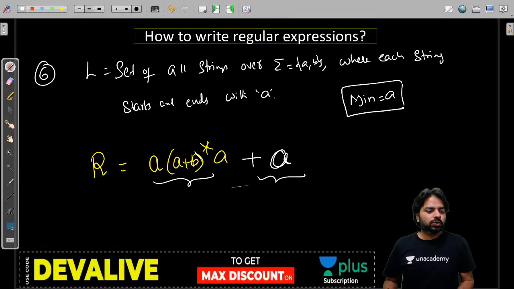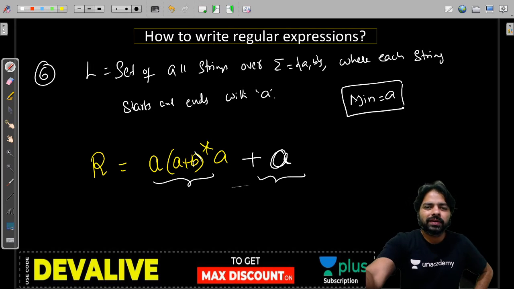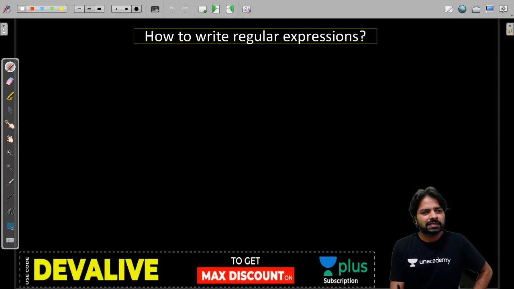Just wait a second. Yeah. So do not forget the single a. Do not forget single a, everybody. Most of the people have a habit of forgetting that single a. Start and ends with a. Right? Single a is also starting and ending with a. So minimum string is a. Minimum string is a. And seventh.